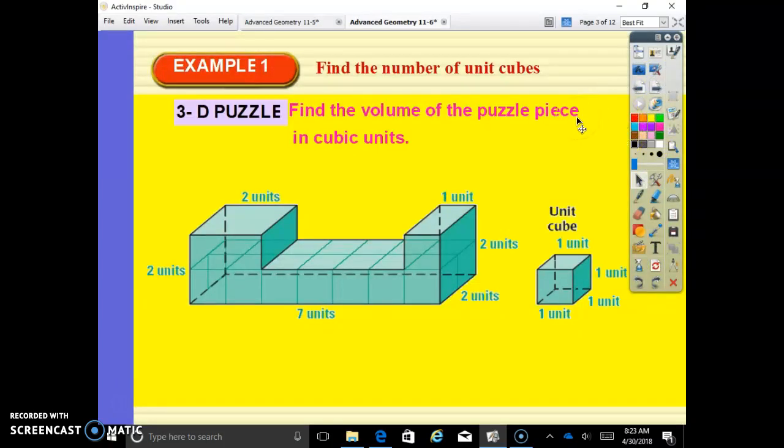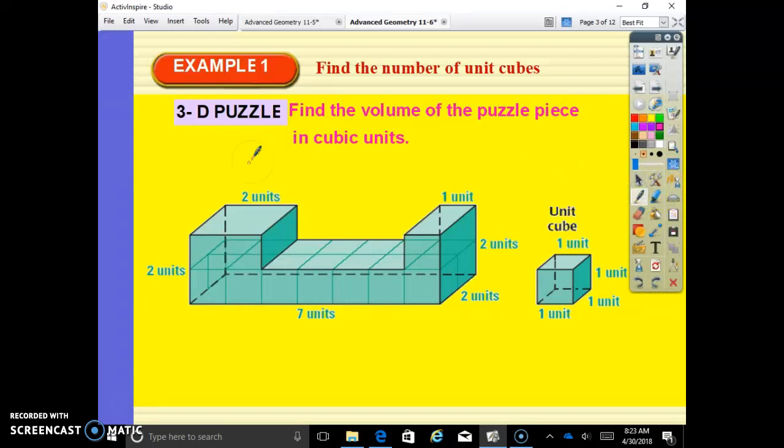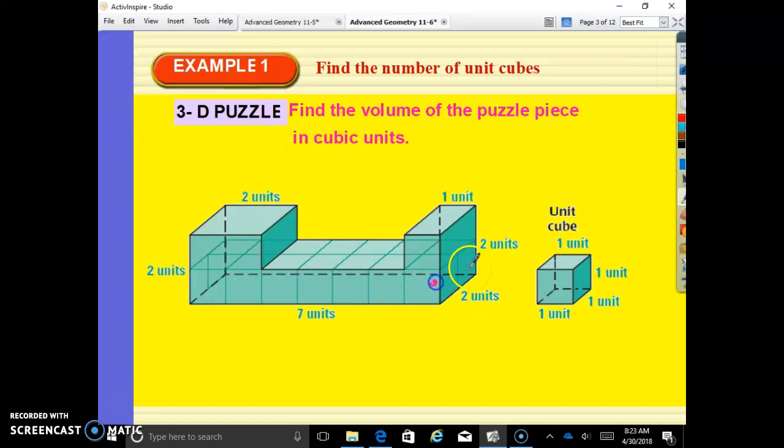Alright, so here is a 3D puzzle. Find the volume of the puzzle piece in cubic units. So we can just count. So right here we have 1, 2, 3, 4, 5, 6, 7, 8, 9, 10, 11, 12, 13, 14, 15, 16. And then up here, 17, 18, 19, 20. There are 20 cubic units.